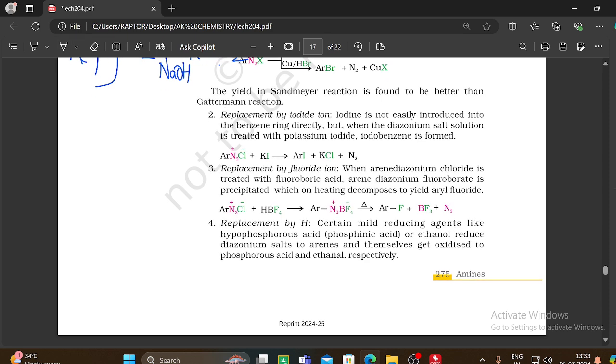Next, replacement by iodide ion. Have you seen this reaction somewhere? Adding KI. We saw it in haloalkanes, right? KI, the same reaction. Preparation of iodobenzene, what we had seen in haloalkanes, is the same reaction. This also is the same reaction for fluorine. Left hand side top, you can see in the haloalkane chapter.